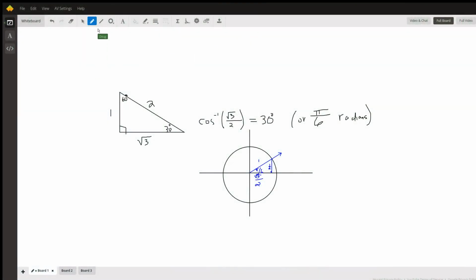Okay, we're supposed to find all the angles in radian measure between -2 pi and 2 pi inclusive, such that the cosine of that angle is the square root of 3 over 2.